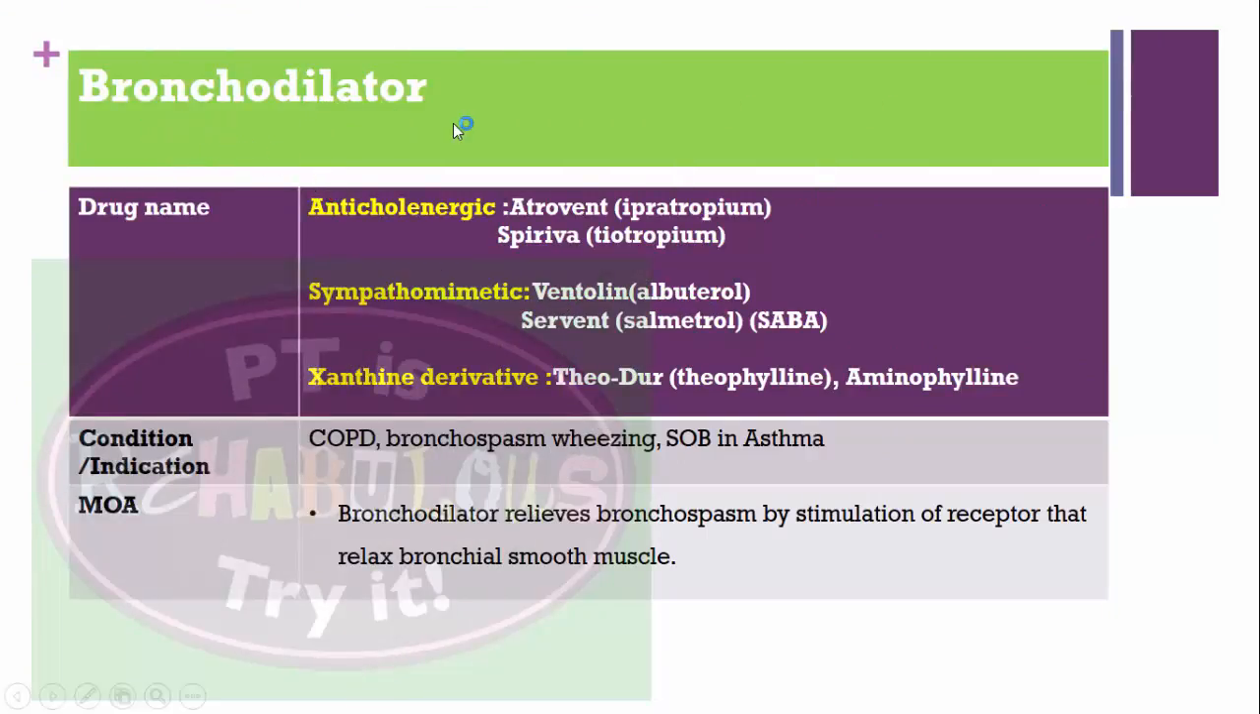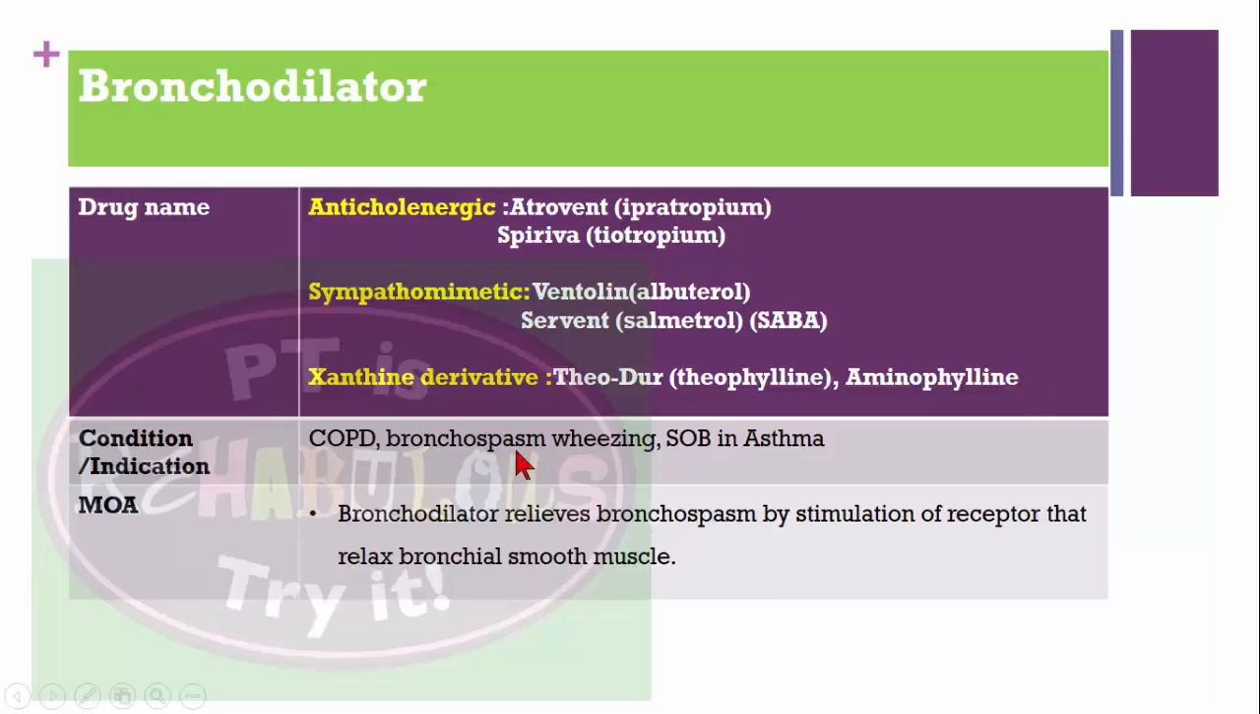Let's see bronchodilators. The bronchodilators are anticholinergic, sympathomimetic or xanthine derivatives. First of all, anticholinergic drugs: Atrovent, or ipratropium, and Spiriva, which means tiotropium. Sympathomimetics are Proventil, meaning albuterol, or Serevent, meaning salmeterol. That is a short-acting beta-2 agonist drug. And xanthine derivatives are Theo-Dur, meaning theophylline, or aminophylline.